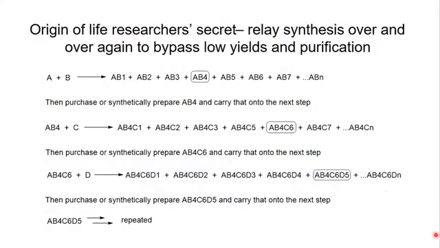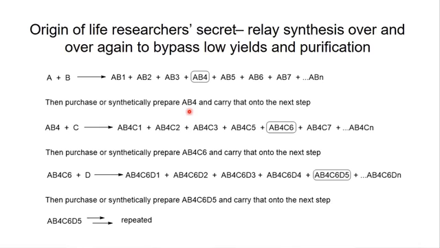So the origin of life researchers' secret: relay synthesis over and over again to bypass low yields. So you take A and B, and you get a series of compounds, AB1, AB2, AB3, AB4, AB5, all the way up to ABN. You see all of these compounds in an HPLC, but you only want this one. So you don't isolate it because it's too messy. It'd be too hard to isolate. So you synthetically make AB4 using modern synthetic methods and modern methods of purification, or you buy AB4, which is generally what they do, which is gotten from a natural source.